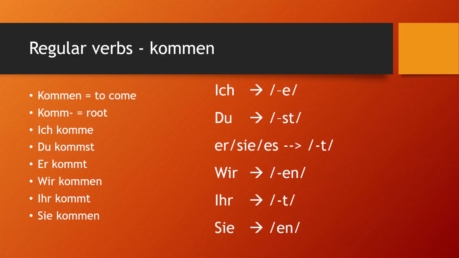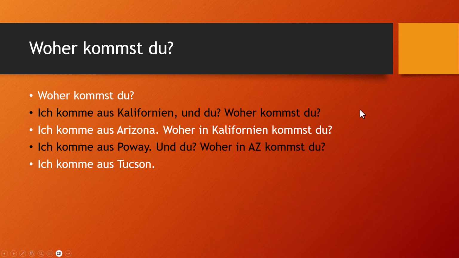Okay, good. Woher kommst du? That's a question you should be super familiar with. Guten Tag, wie geht es dir? Mir geht es gut, danke. Guten Tag, ich heiße Michael, und du, wie heißt du? Ich heiße, and you say whatever your name is. Woher kommst du? Ich komme aus Kalifornien, und du, woher kommst du? I come from California, and you, where do you come from? Whither comest thou? Ich komme aus Arizona.